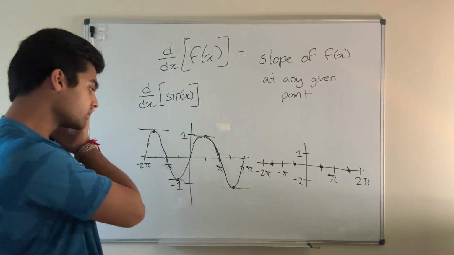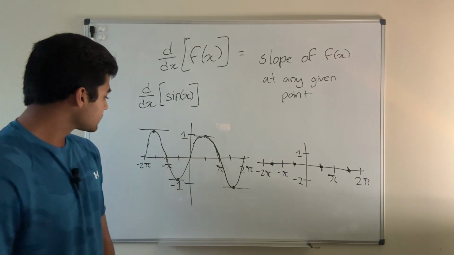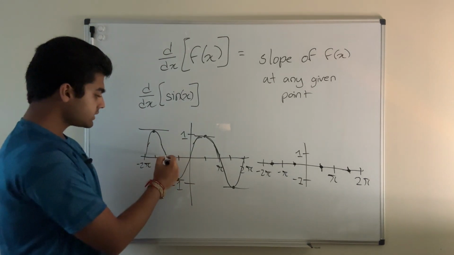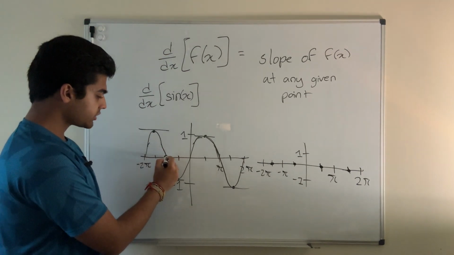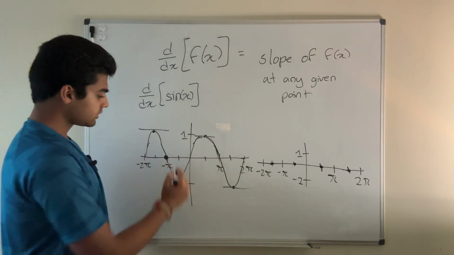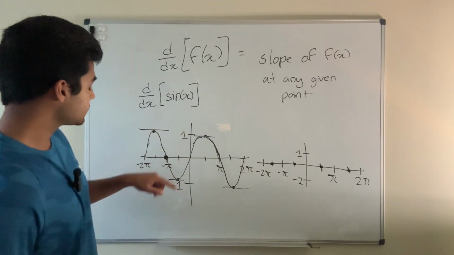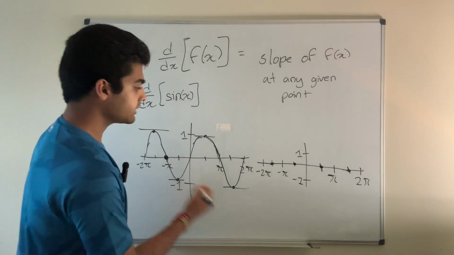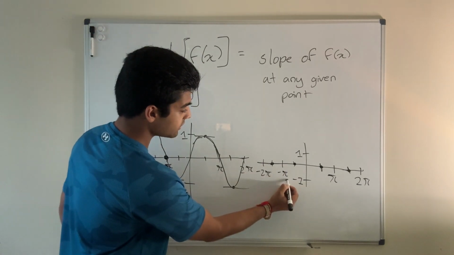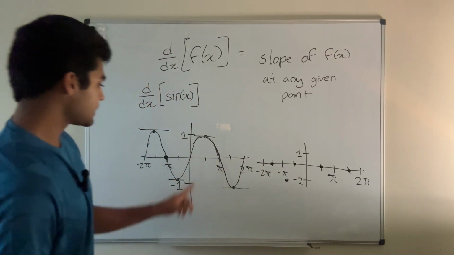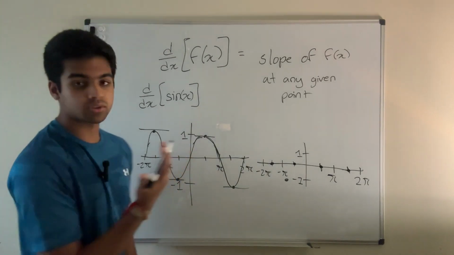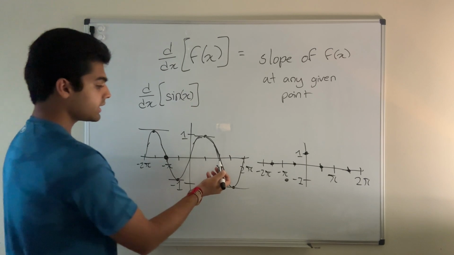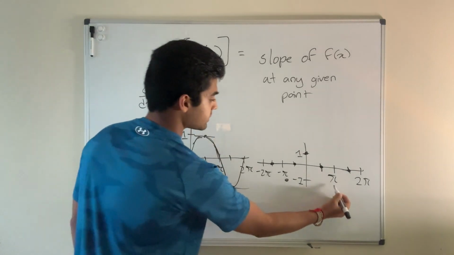So let's look at some other things. We can see that at this point right here, the slope's going to be negative, right? Because it's decreasing. And it looks to be about negative 1. So at negative pi, it's going to be negative 1 right here. Same thing at 0, but this time it's increasing, so it's going to be positive 1. And at pi again, it looks like negative 1, so negative 1 right here.